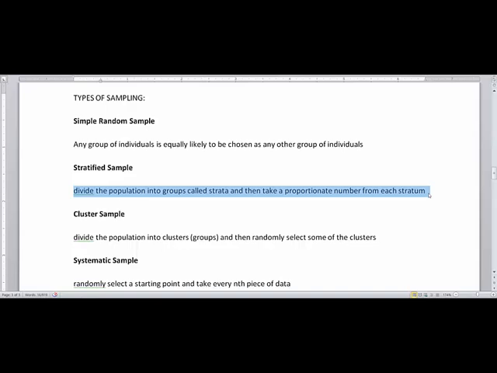Also, age levels is very important, especially if we're trying to figure out voting populations. You want to make sure that you have a representative stratum from each group, so that you're not underrepresenting one group versus another.